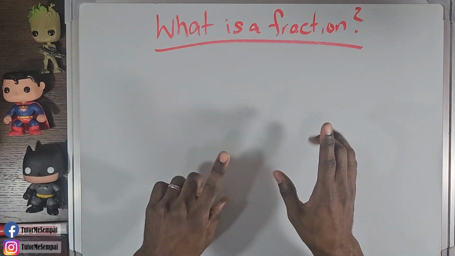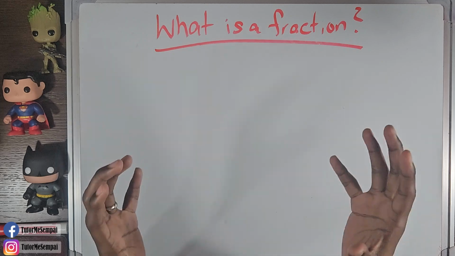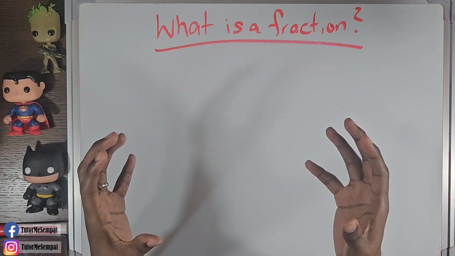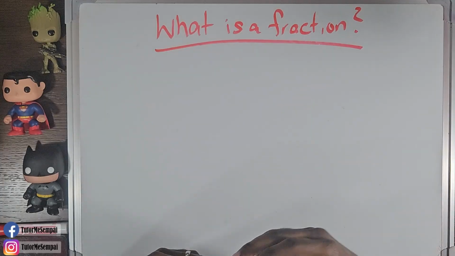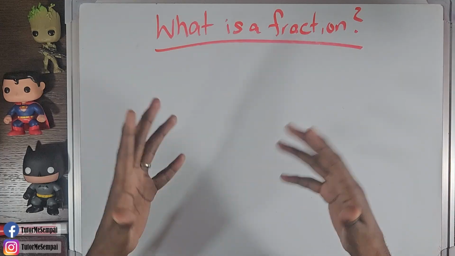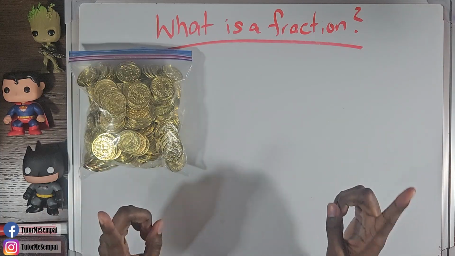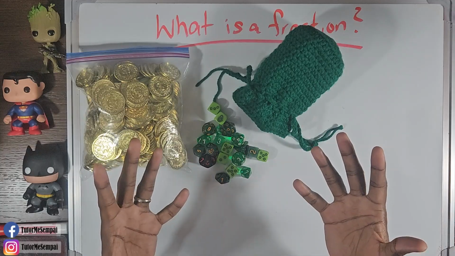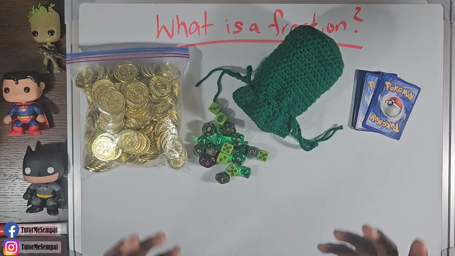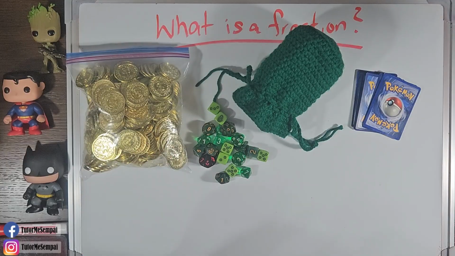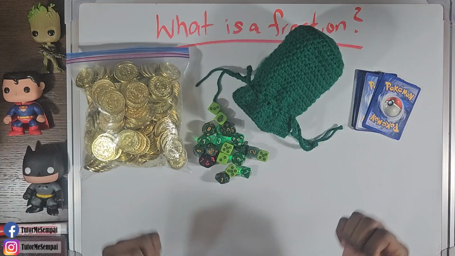That's going to really help us understand this concept of a fraction if we first understand that we're starting with a group. Now, like I said, a group can be a group of anything. For example, a group can be a bag of coins. A group can be a pouch of dice. A group can even be a stack of cards. It doesn't really matter what your group is, as long as you have one. That's going to be our starting point of answering this question, what is a fraction?